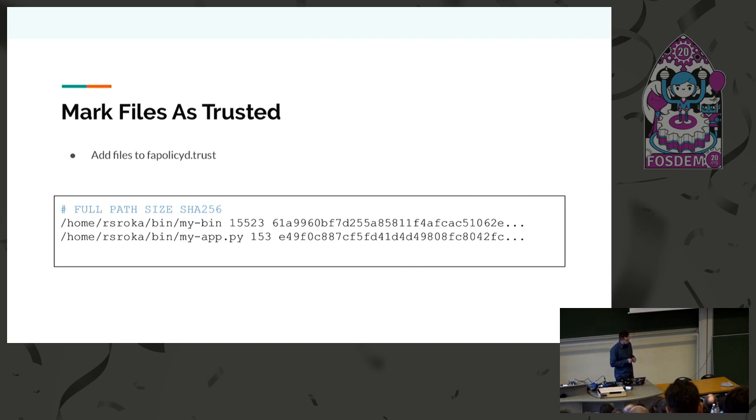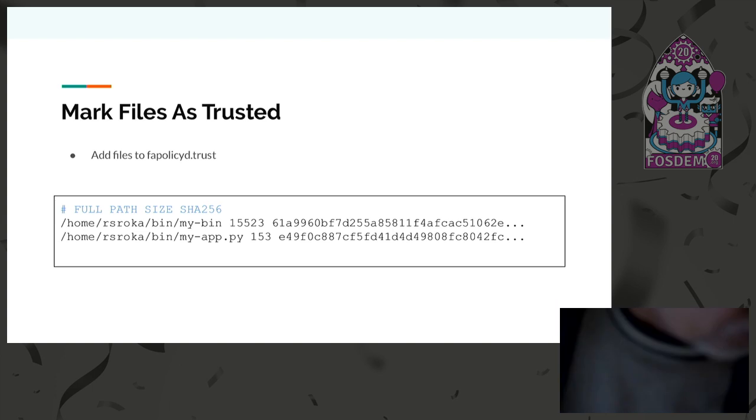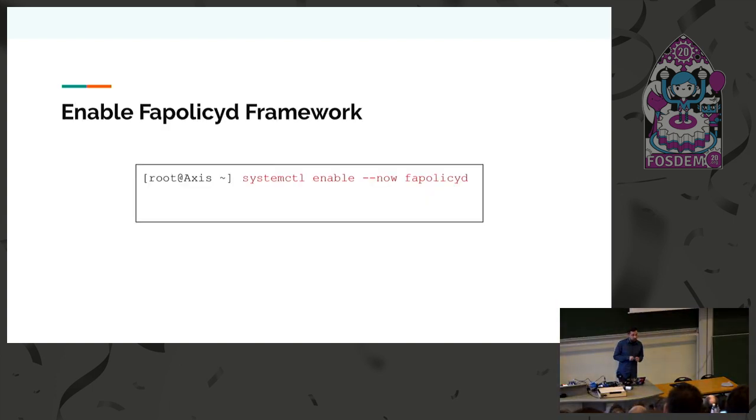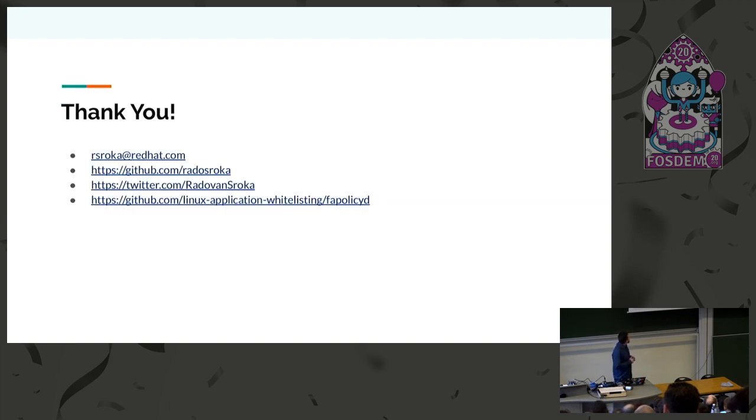And we are able to run them then. So if we are okay with our configuration, we can simply enable FAPOLICYD with systemd. That's all. Thanks.